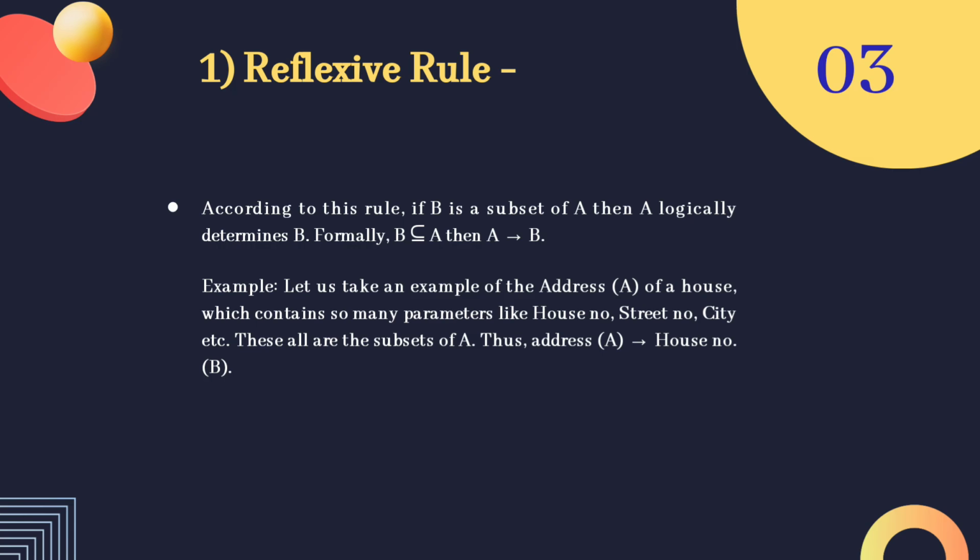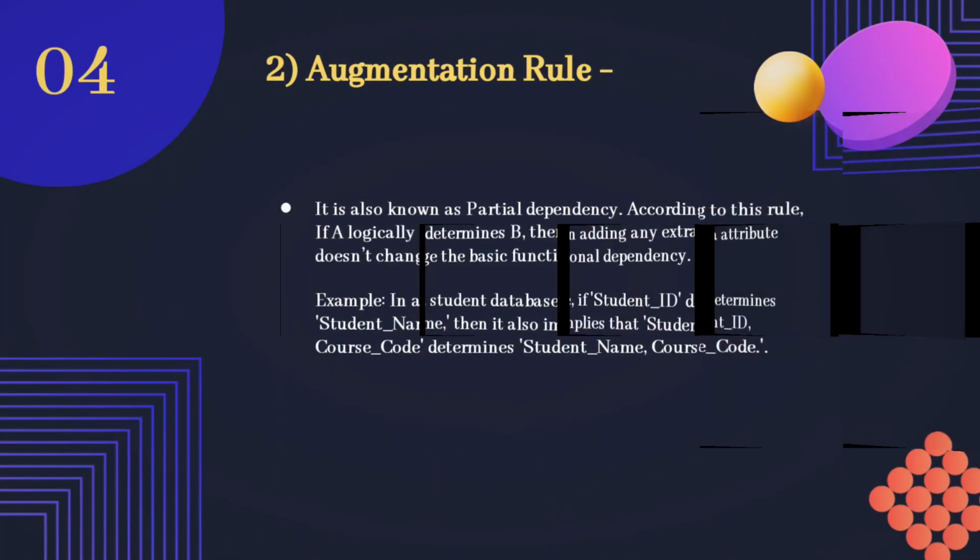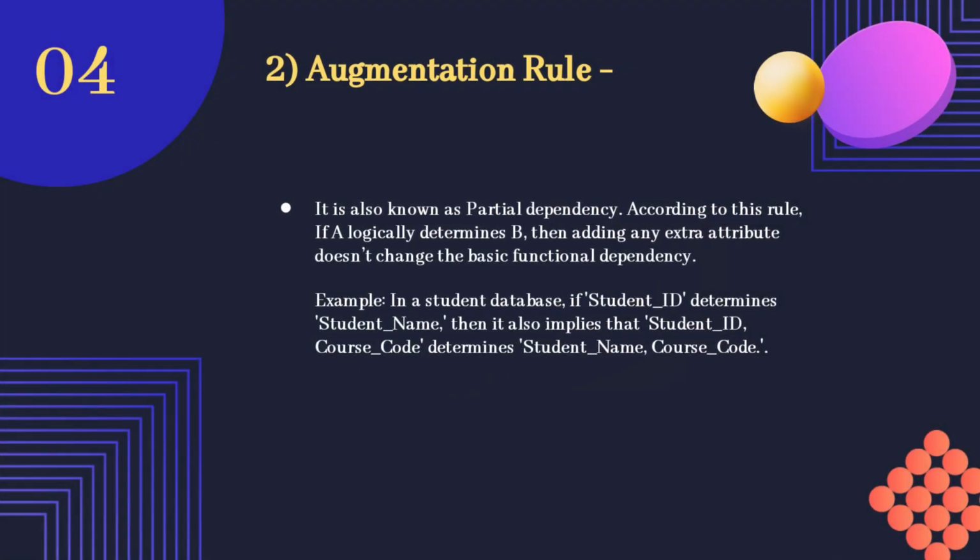Second one is augmentation. Augmentation is also known as the partial dependency. According to this rule, if A logically determines B, then adding any extra attribute does not change the basic functional dependency. For example, in a student database, if student ID determines student name, then it also implies that student ID and course determines student name and course name.